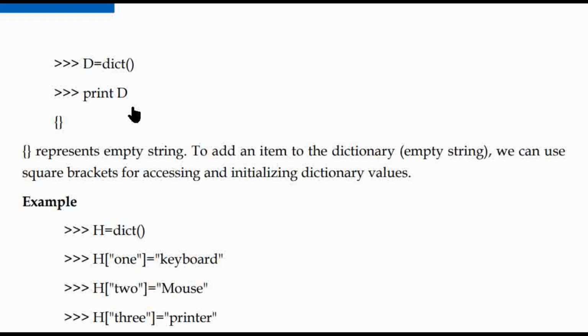Print D. So what is the output? Curly brackets. Why? Because there are no elements. Curly brackets represent an empty dictionary. To add an item to the dictionary, we can use square brackets for accessing and initializing dictionary values.